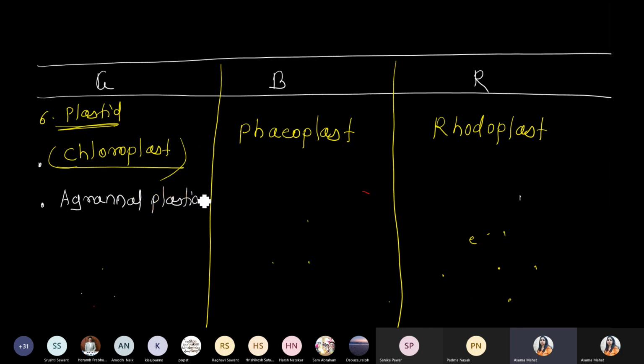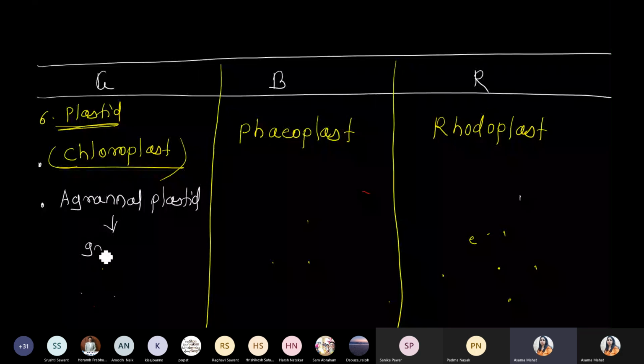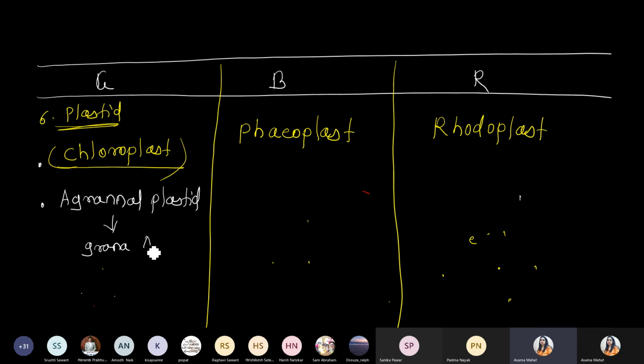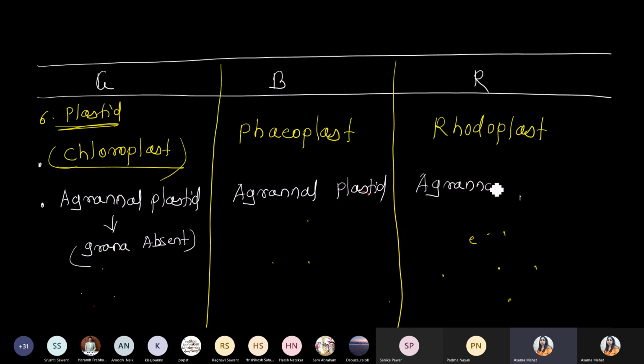Grana absent, right? Agranal means what? We are talking about grana being absent. So in all these three conditions, there is the presence of agranal plastid, that is, grana totally absent. And here also there is a presence of agranal plastid. Got it? Yes, absence of grana, true.